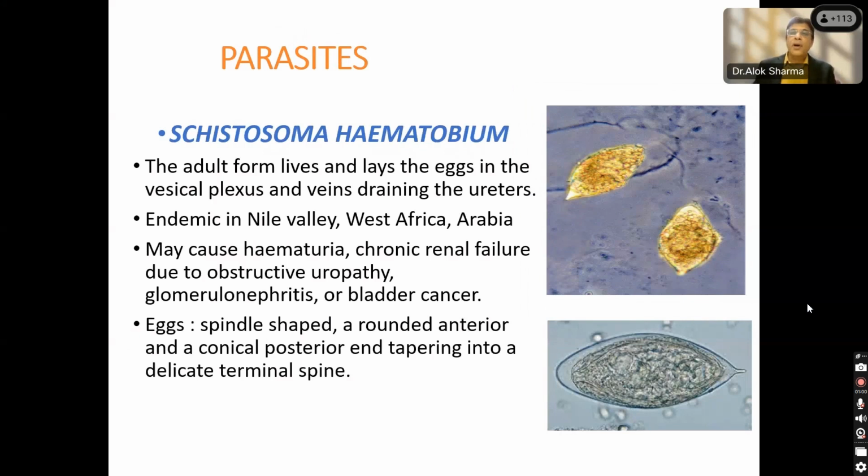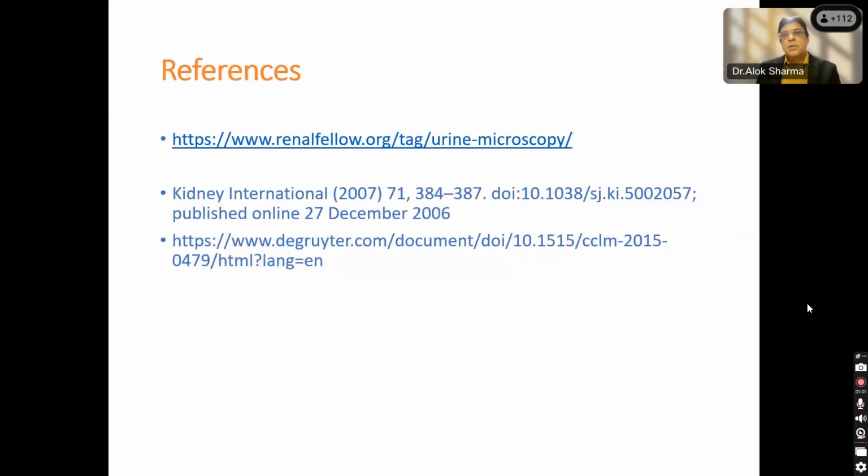Similarly, parasites. This is endemic. We don't see too much of it in this part of the world, but in the Middle East, Schistosoma haematobium is a very common parasite. It is identified by its typical appearance of a conical posterior end, which tapers into a delicate spine. You can see it in the lower part of the picture. This is a very specific appearance of Schistosoma haematobium in the urine.